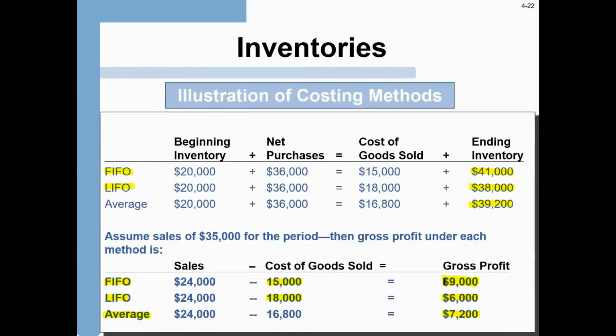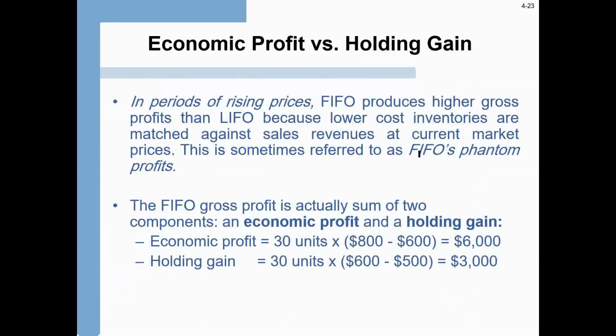So this profit is basically, in some books, called FIFO phantom profit. We call it FIFO phantom profit because it is something we were not expecting. It is invisible, but after analyzing and comparing, we can see the difference. This FIFO phantom profit is basically the result of two elements: first is economic profit, and the second one is holding gain.